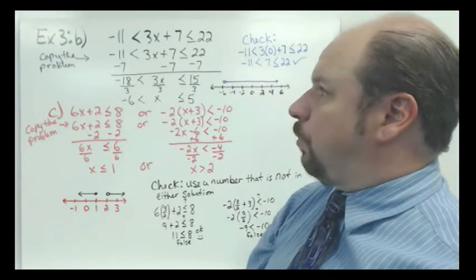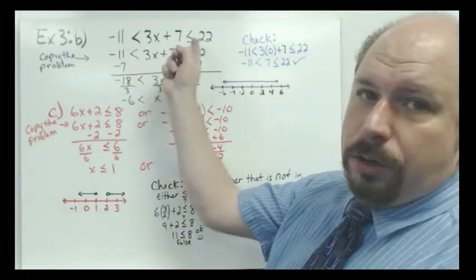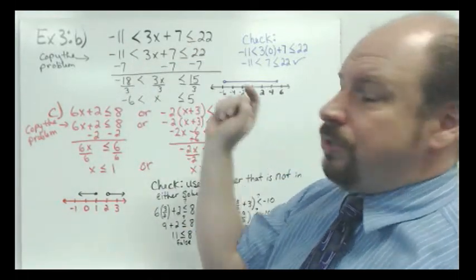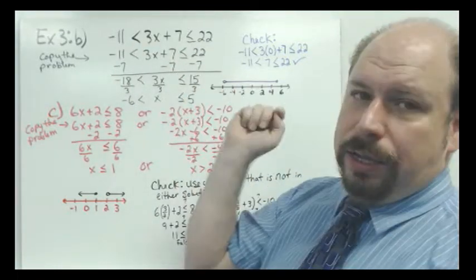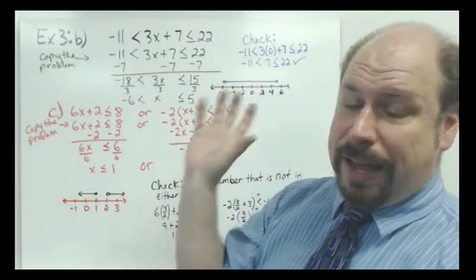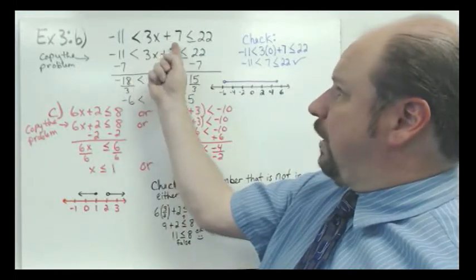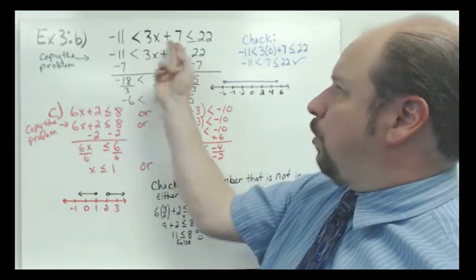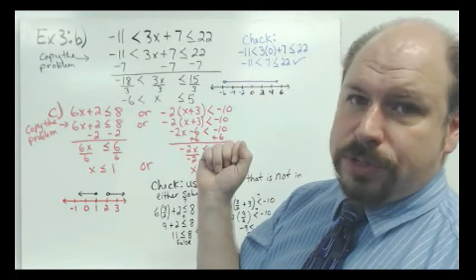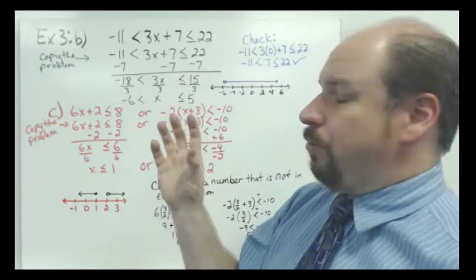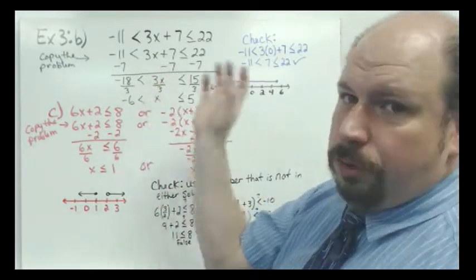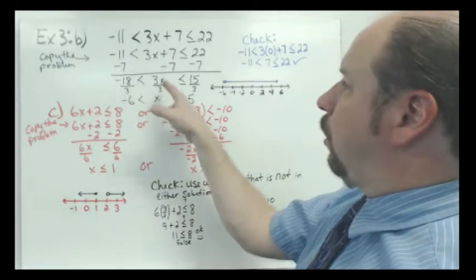Okay, next example. Here we have a slightly different situation. This is still a compound inequality with and. It's just written a little different. Notice 3x plus 7 is a part of two different problems. So we're going to go ahead and do this an easier way. We're just going to solve it as one complete inequality.